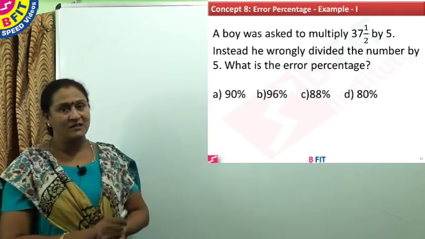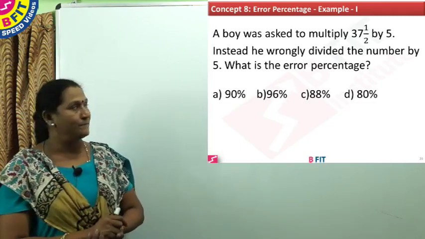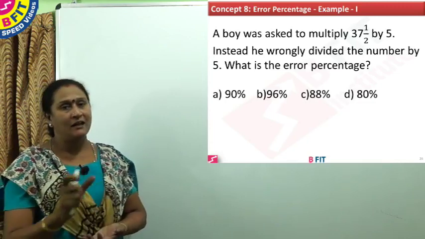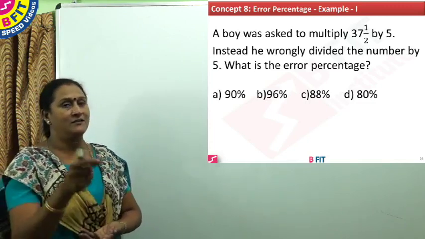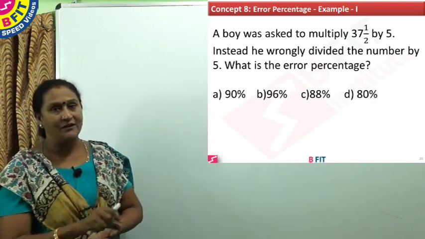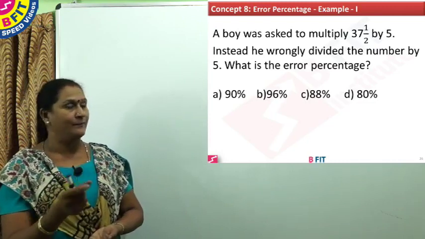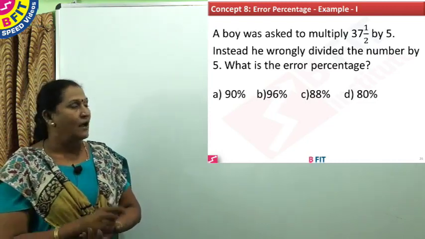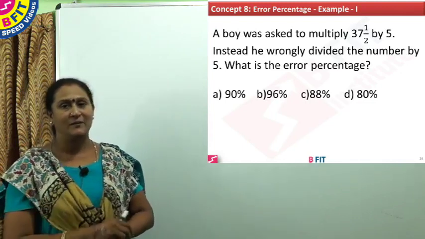When this question is asked, normally what students do is, they take this 37.5, multiply it with 5 and they'll get the answer. And what the boy had done, he had divided 37.5 with 5. So they will divide 37.5 with 5 and get the answer for that also. And now they find the difference in answers by the correct answer and find the error percentage.